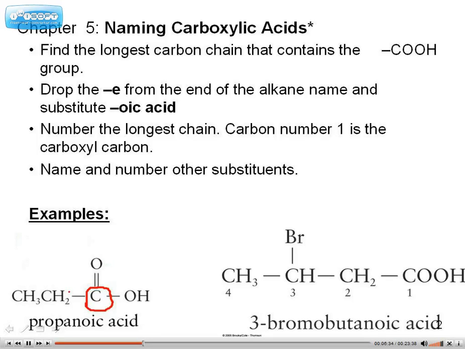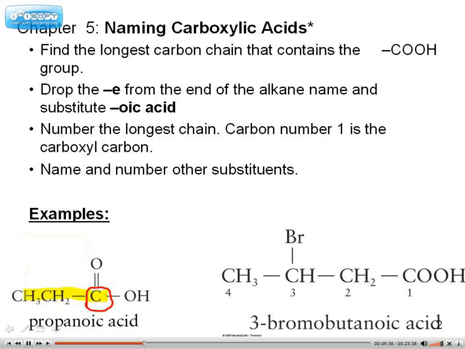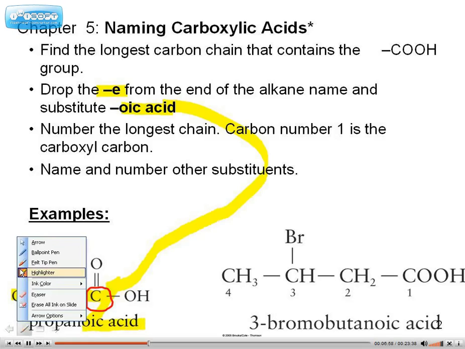We're going to replace the parent name. I'll highlight the parent. In this case, in the lower left-hand corner, if this is propane, we're going to drop the E and replace it with oic acid. Consequently, propane now becomes propanoic acid. Again, the one is optional. You can choose to include it or not.